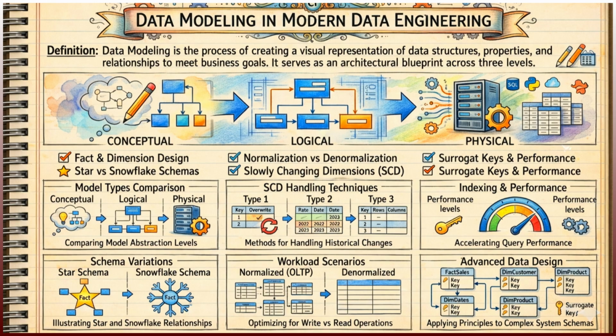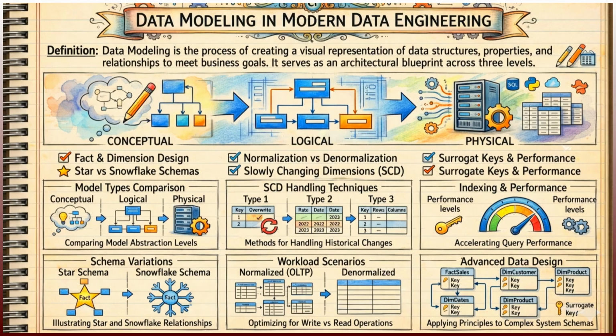And there is Type 3, which offers a middle ground using new columns to store the current and the previous values. Choosing the right SCD type is a trade-off between the depth of historical insight you need and the storage complexity you're willing to manage.